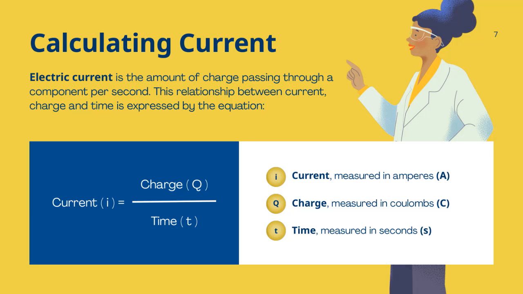Let's take a closer look at the relationship between time, charge, and current. On this slide, you'll see the key variables: time, which we measure in seconds, charge, measured in coulombs, and current, which is in amperes.